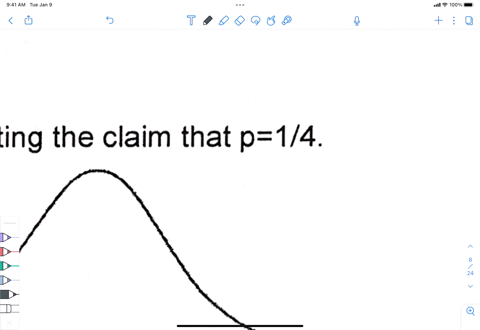Now, we're gonna compare this. Which is in, reject or abandon.